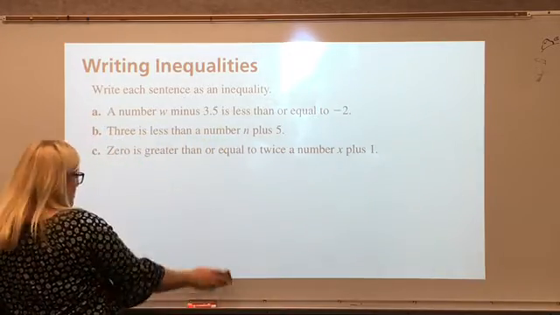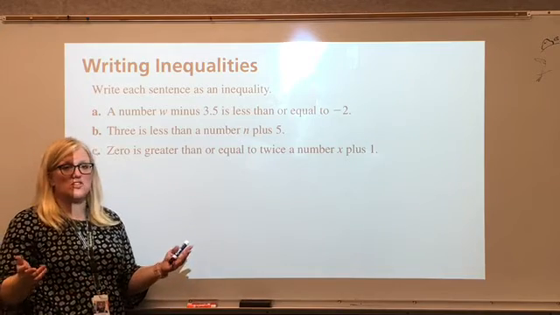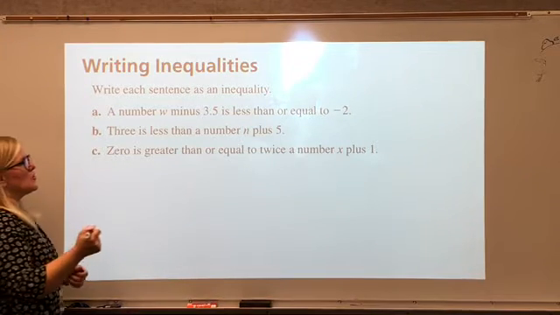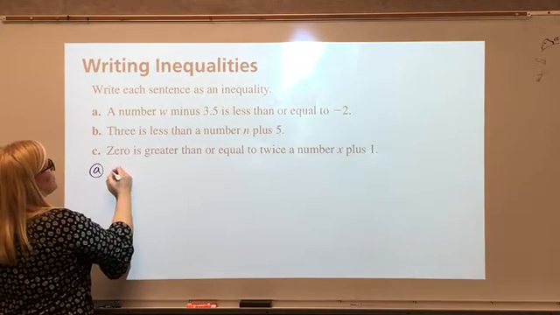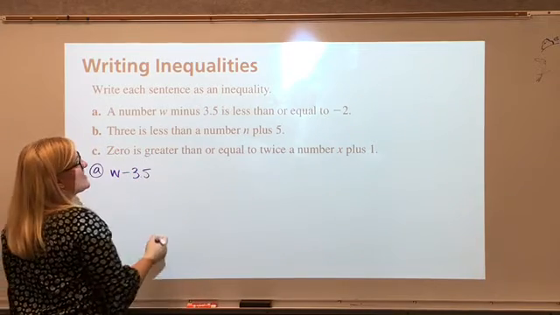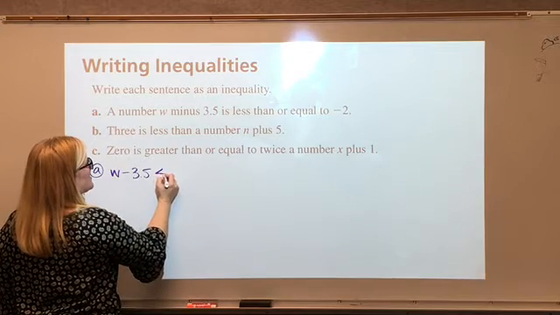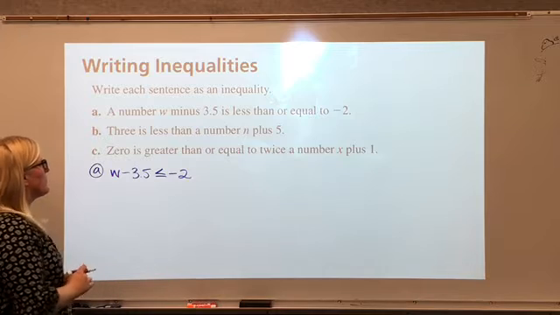Okay, so writing inequalities. This is very similar to what we did in chapter 0. A, a number w minus 3.5 is less than or equal to -2. So we say w minus 3.5 is less than or equal to -2.